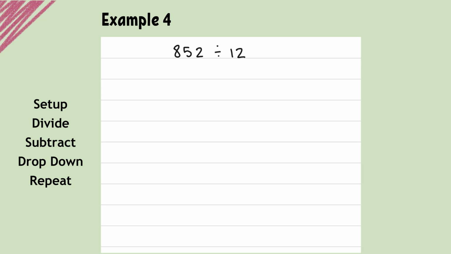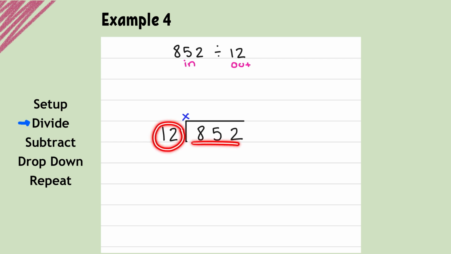Here we have 852 divided by 12. The first number is going to go in, the second number is going to go out. And we need to see how many times can our divisor go into our dividend. And this time our divisor is 2 digits. Every time you divide, you need to divide this entire number, okay? You cannot break it up. The first question you're going to ask yourself, 12 times what is going to give me 8 without going over 8? Nothing? Right. So now we need to extend the number to 85.